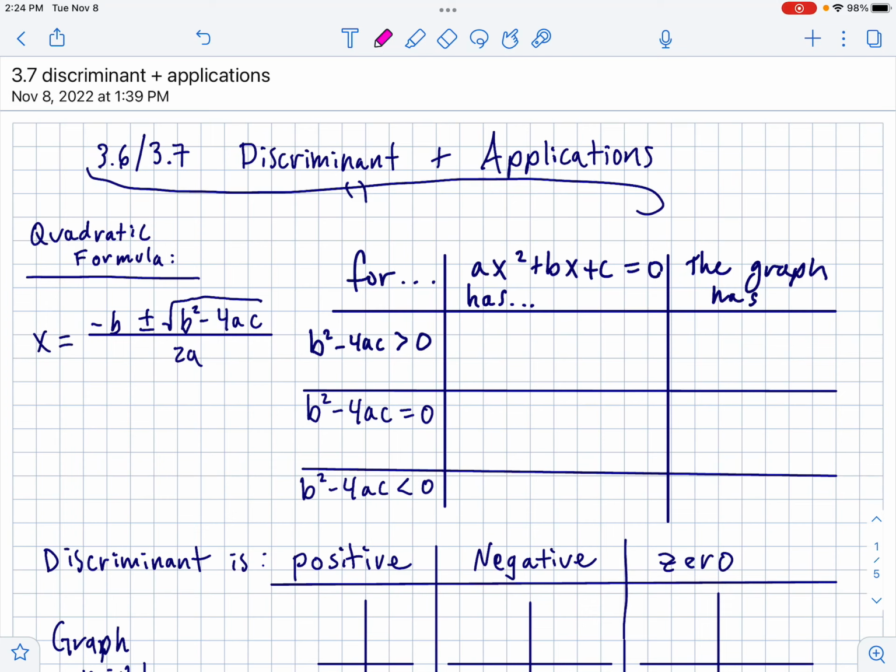All right, IBSL1. Today we're going to do our best to wrap up Chapter 3. We're going to talk about discriminants and the applications of quadratics in general.